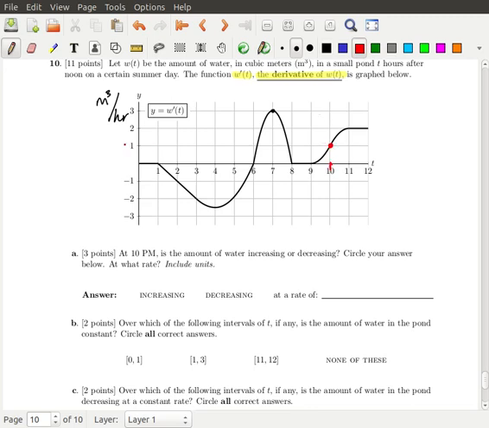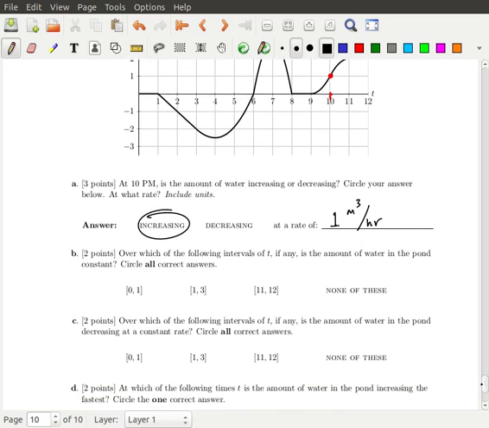The y value is 1 meter cubed per hour. It is a positive rate. So the amount of water is increasing. It's increasing at a rate of 1 meter cubed per hour. And that came from reading off the y value.